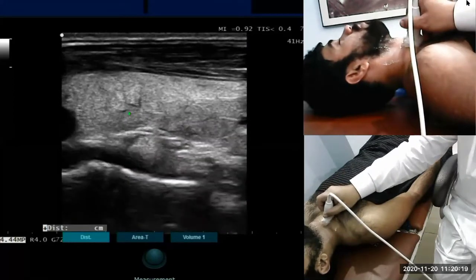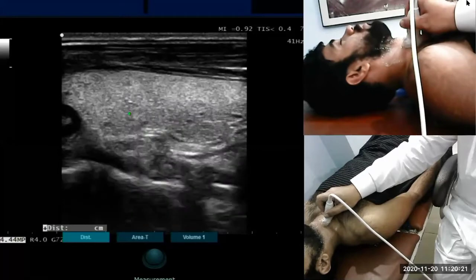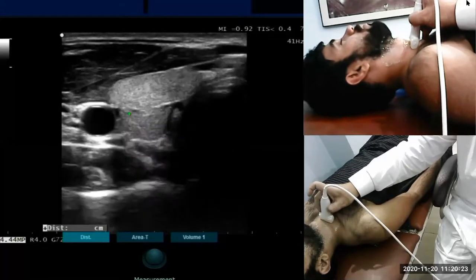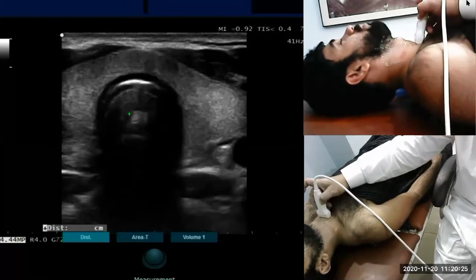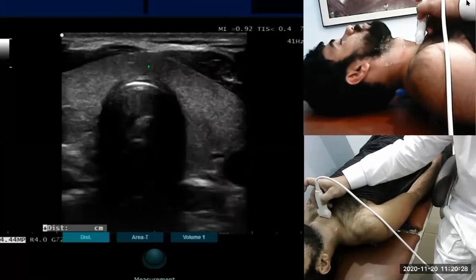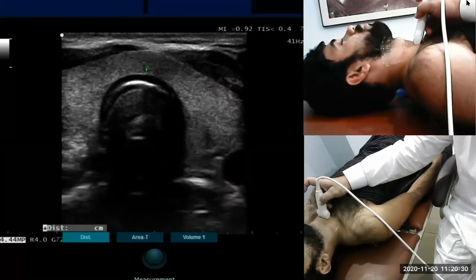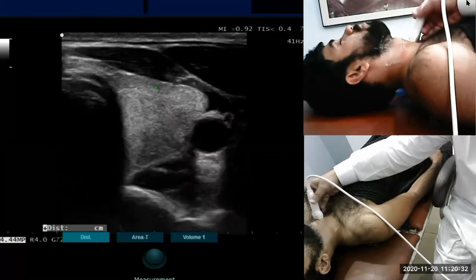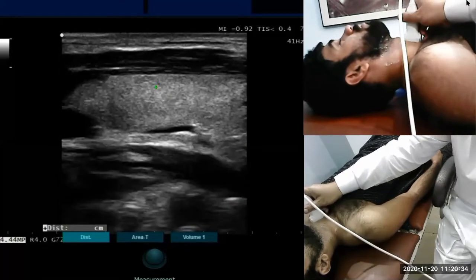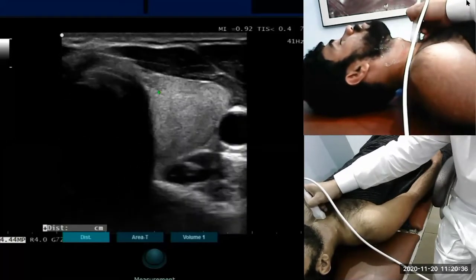There you see, longitudinally and in cross section. You can see the isthmus there and the left lobe longitudinally and on cross section.